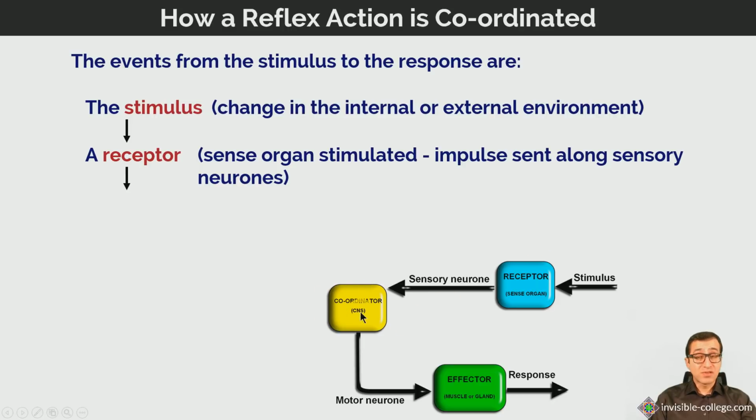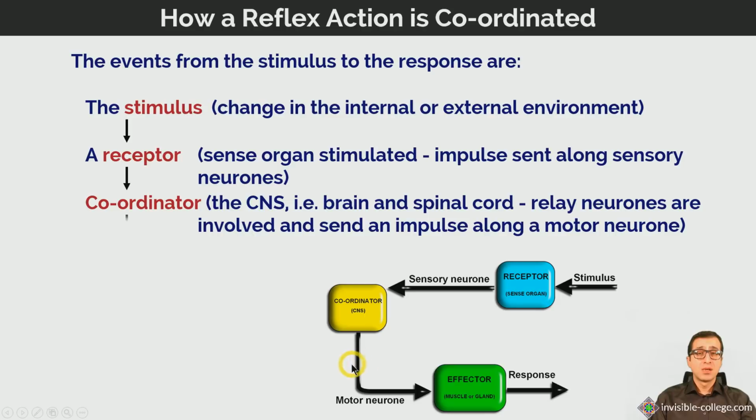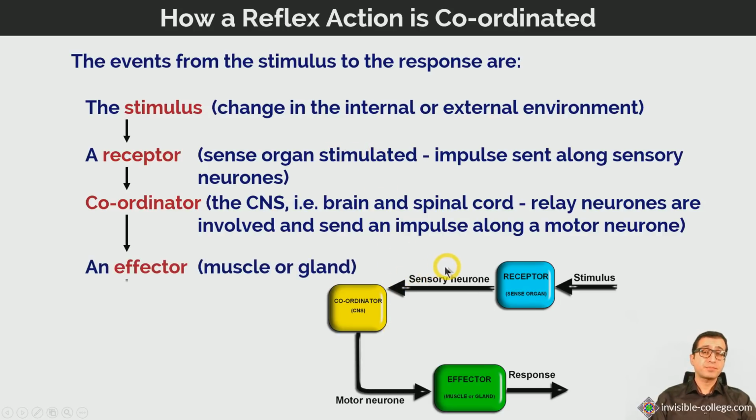Now, the central nervous system is the coordination center. In this case, that's the brain and the spinal cord. This is where you find relay neurons. These take the impulse from the sensory neuron and immediately will pass it on, will relay it to a motor neuron. So the motor neuron then carries that information to an effector, which in the case of the withdrawal response is going to be a muscle, but it can also be a gland. The effector then initiates the response.